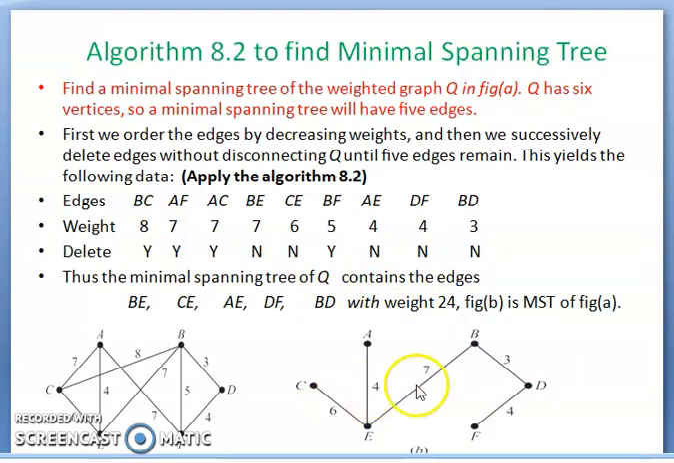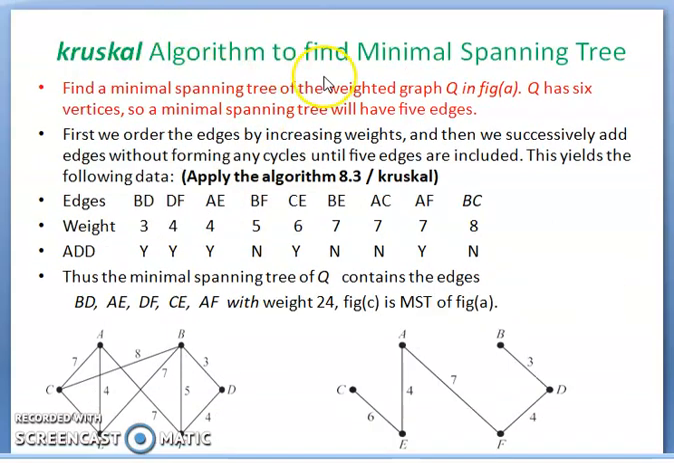6 plus 4 is 10. 7 plus 3 is 10. 20 plus 4, 24. So this one is the minimal spanning tree of this one. This is according to the algorithm 8.2. Implement the Kruskal's algorithm. This is a different algorithm.